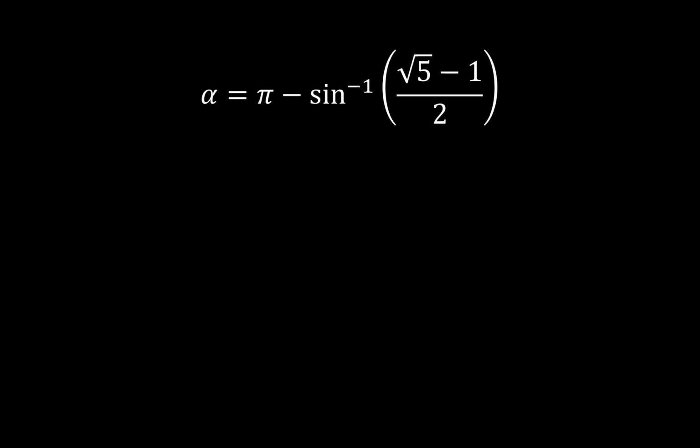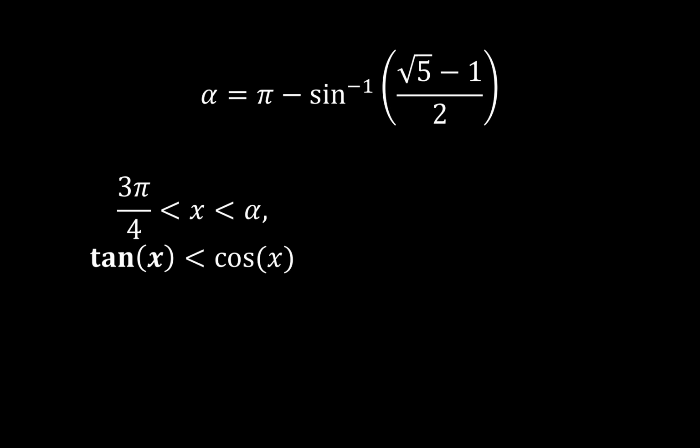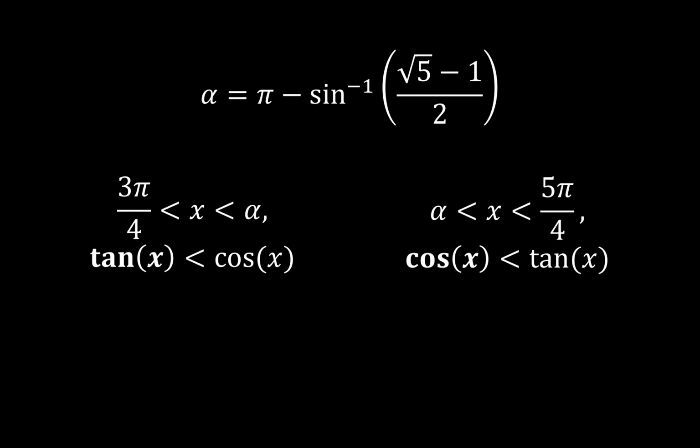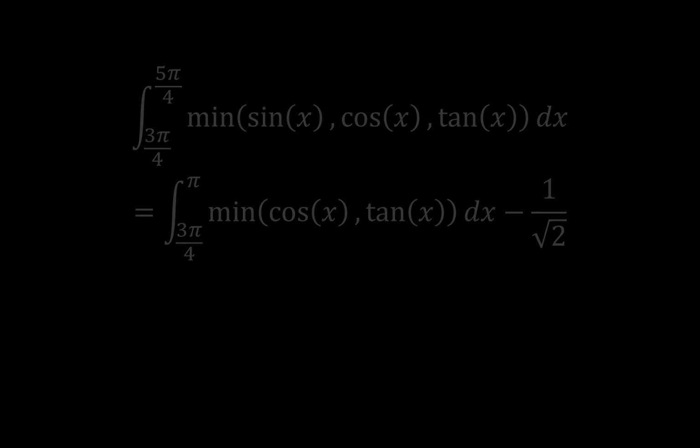So we see that before alpha, tangent x is smaller than cosine x. So that would be the function with the minimum value over this interval. And as for after alpha, so x is larger than alpha and less than pi, cosine x should be smaller than tangent x. So that will be the function with the minimum value. Now let's put this into our integral.